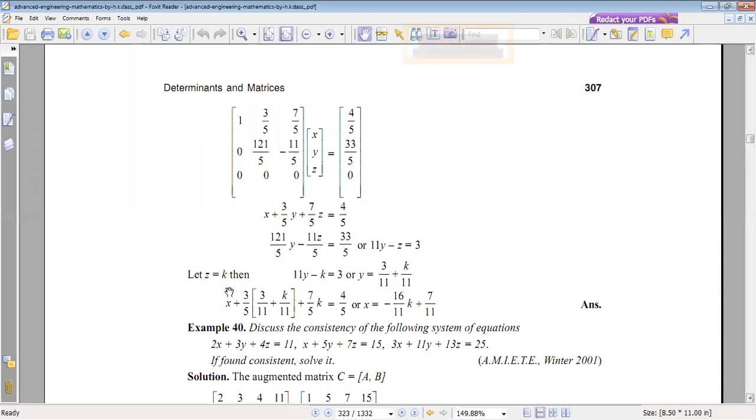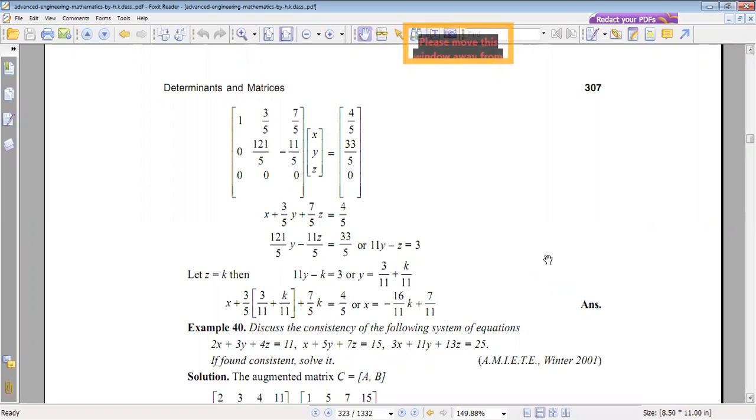Now let's see. If we put k equal to 1, listen carefully, then we get z equal to 1. In the same way, putting k equal to 1 in y, taking LCM 11, 3 plus 1, y equals 4 by 11. Putting k equal to 1 in x, taking LCM 11, the numerator is minus 16 plus 7, so it will be minus 9 by 11. So for k equal to 1, the set of solution is 1, 4 by 11, minus 9 by 11. This is one set of solution. Similarly, you can put k equal to 2 also. We can put infinite values of k, and you will get infinite solutions of this system.